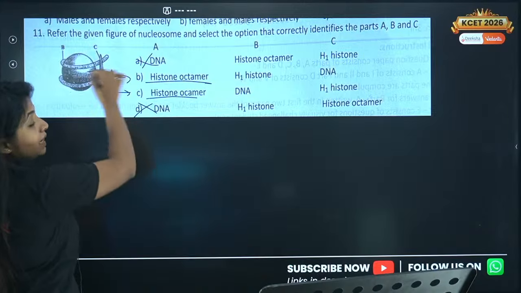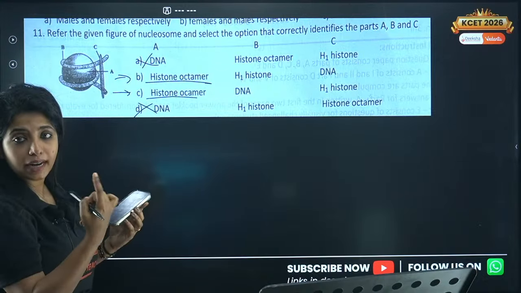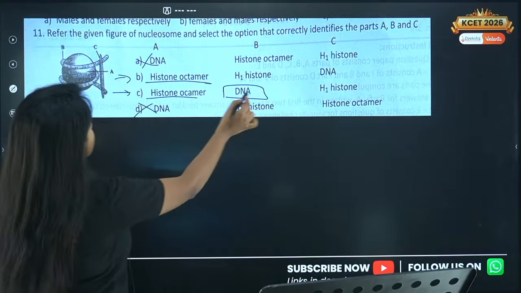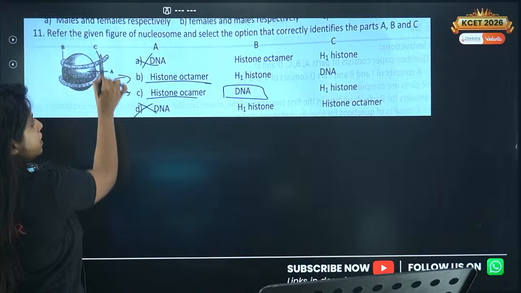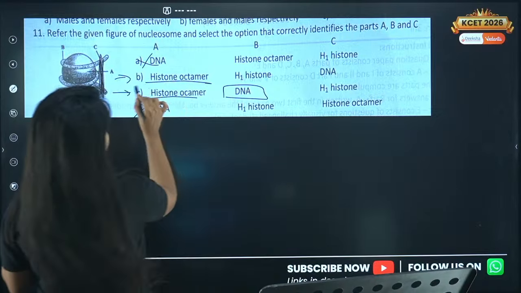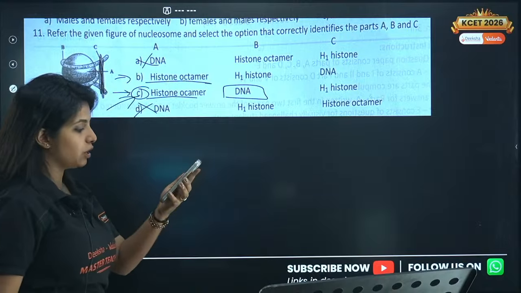Now next thing, what is B? B is the DNA which is wrapping around it, right? B is the DNA. So here it is correct. Here it is H1 histone. H1 histone is mentioned to be C. So this thing that you see is the H1 histone there. So your answer would be C. Your answer for this particular question is C.